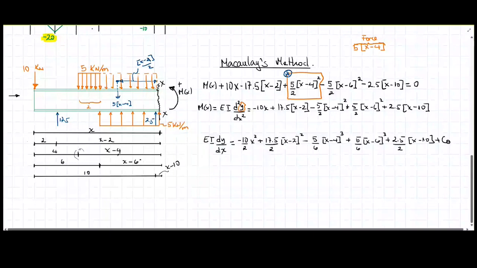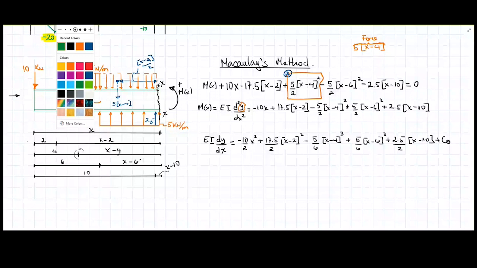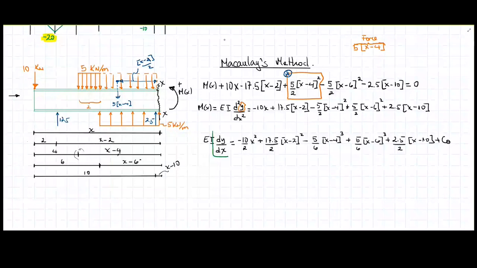And it's called in that way because this term here represents the rotation angle of the beam at that point. That's why it's called c theta.